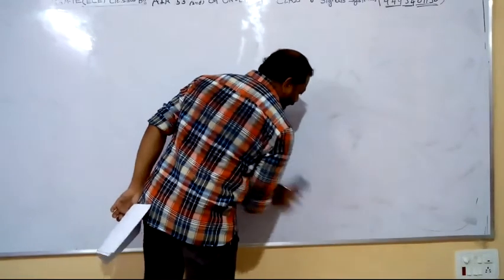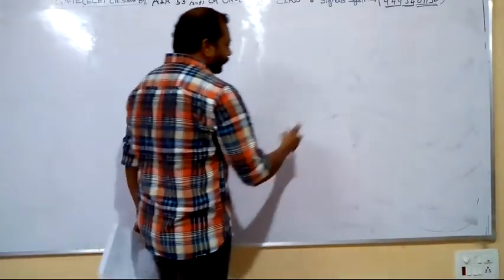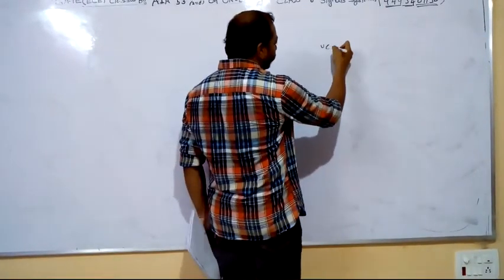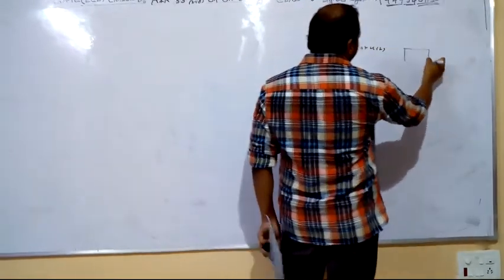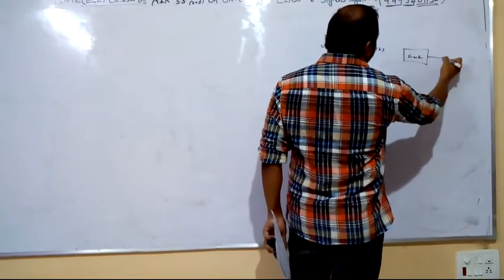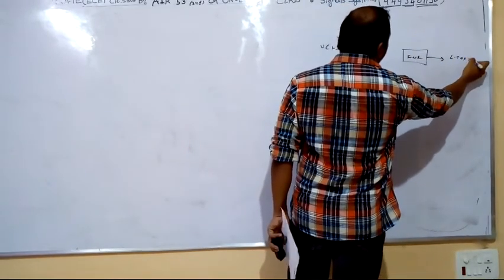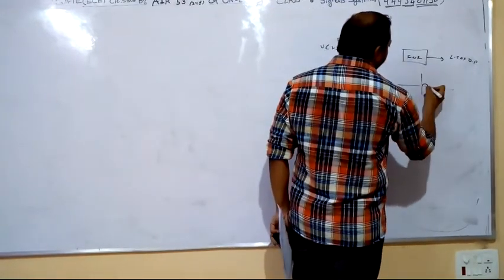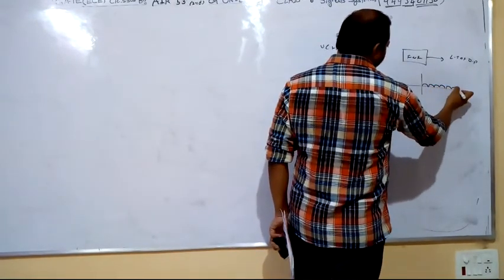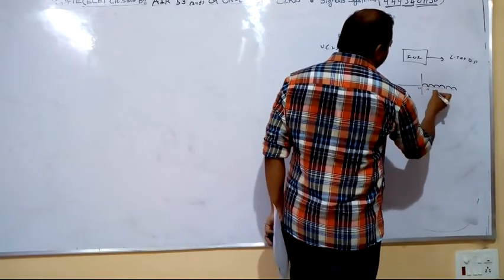Here, the input is equal to sin t into u of t. This is given as input to the full wave rectifier. Then what is the Laplace transform of the output? What is the output of the full wave rectifier? Simply, the corresponding output of the full wave rectifier is the positive part of this signal.